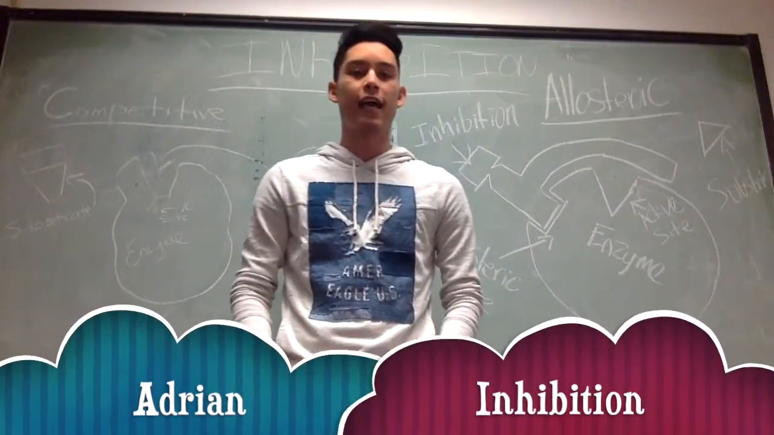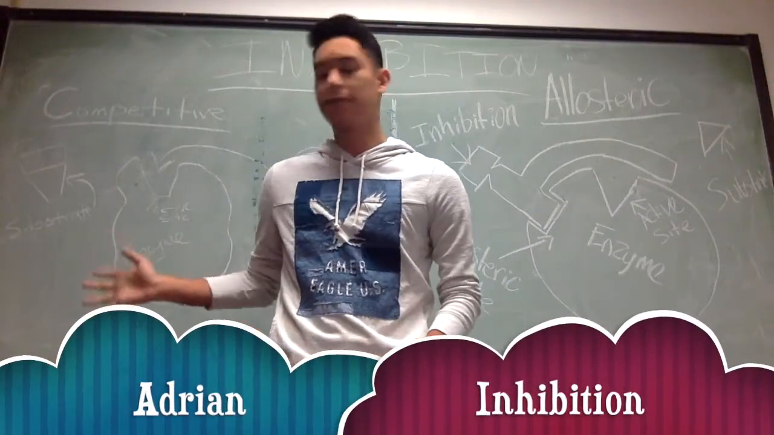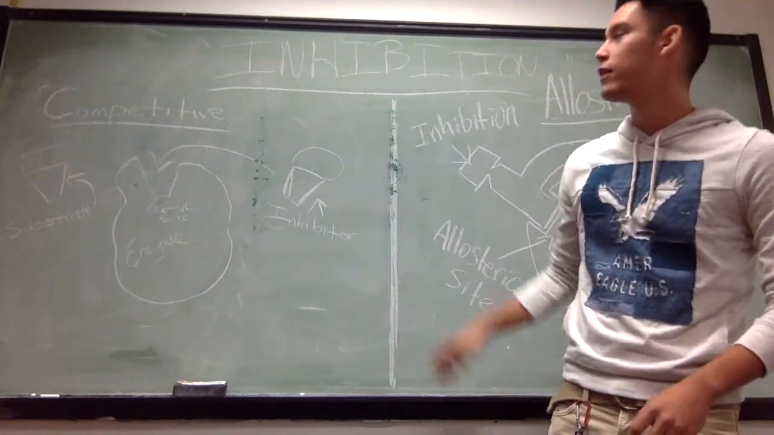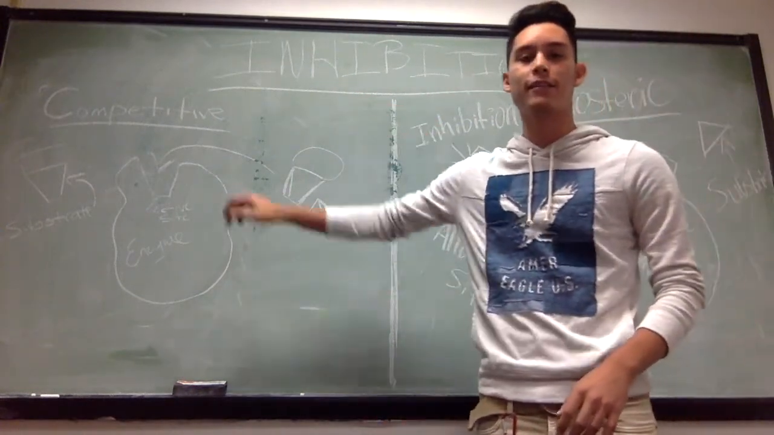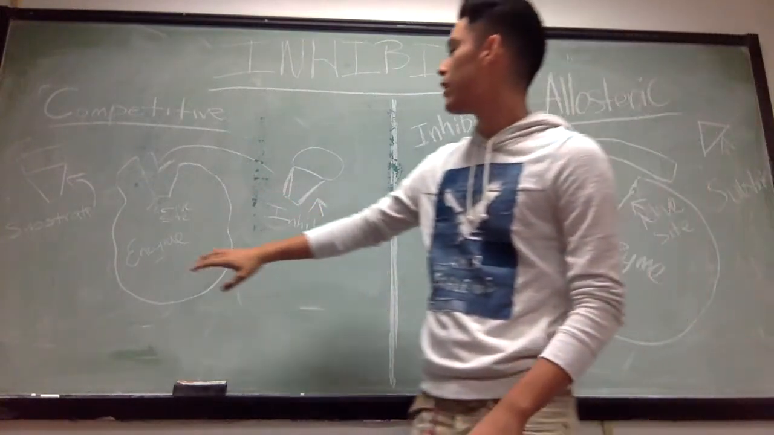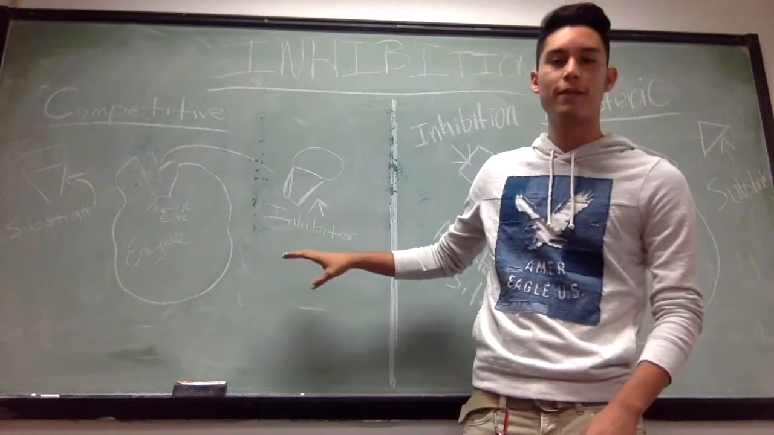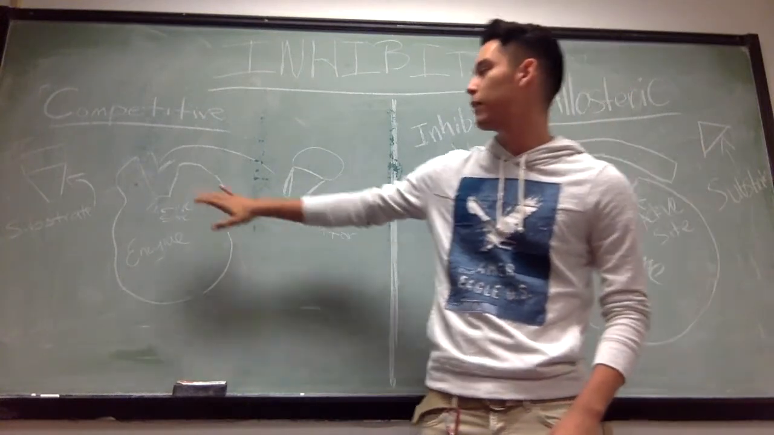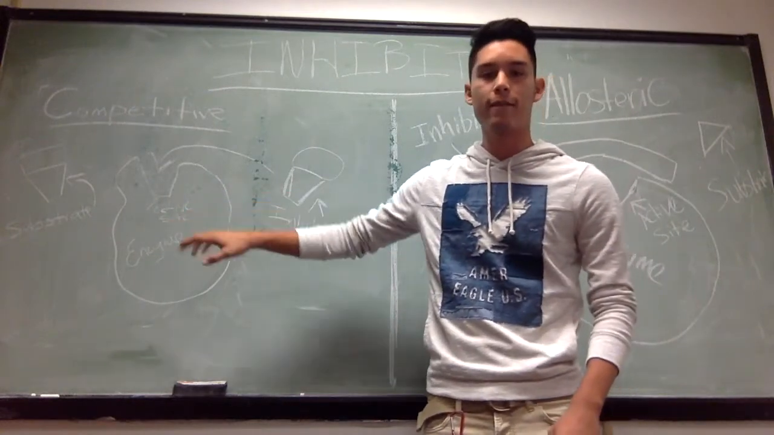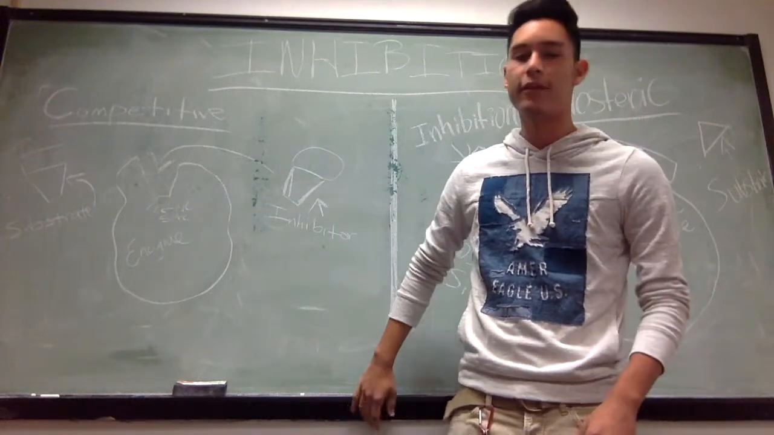So just like there are ways to activate an enzyme, you can also stop it from activating, and that's called inhibition. There are two ways to stop an enzyme: competitive and allosteric. For competitive, you have a substrate and an inhibitor with the same shape, and they compete for the place in the active site. In this case, the inhibitor will go in instead of the substrate, preventing the enzyme from activating.